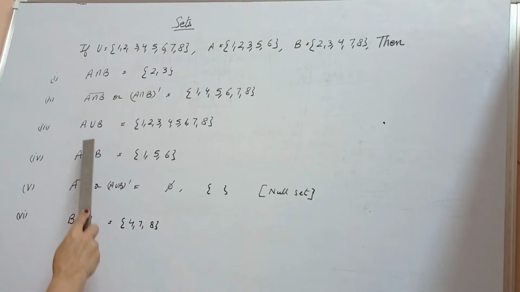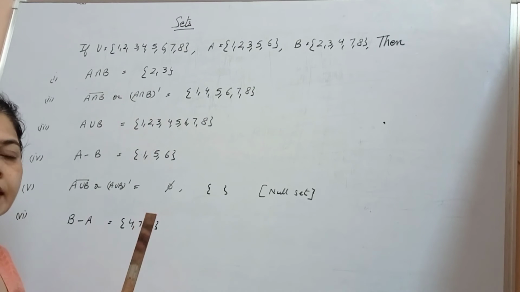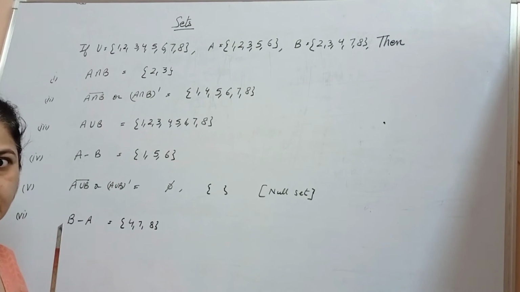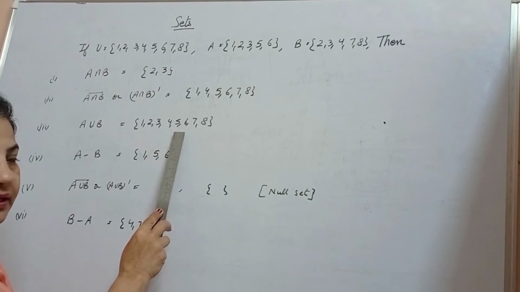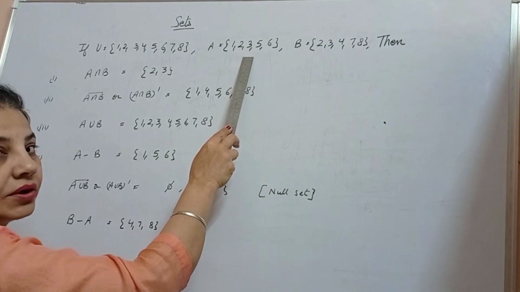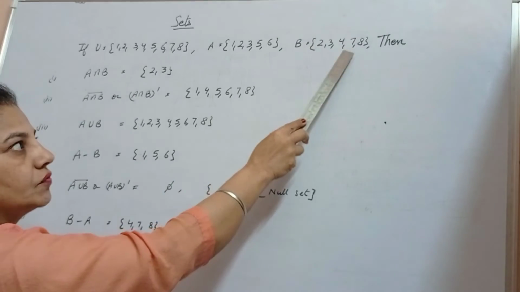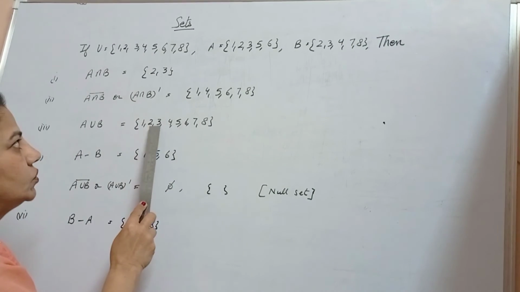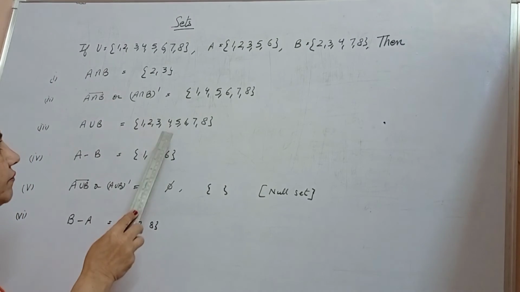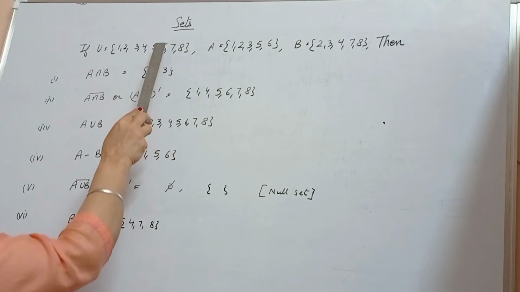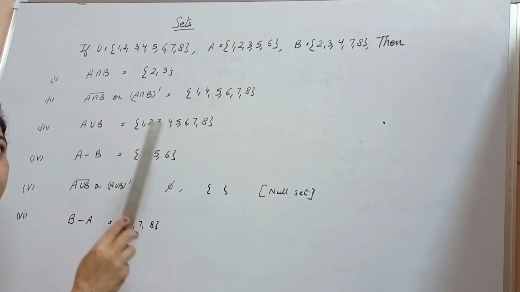A union B: the elements in A and B, and the common elements will not be repeated again. So we have 1, 2, 3, 5, 6 of set A, and 2, 3 are already written from set A, so we won't write them again. So we write 4, 7, 8. So we have 1, 2, 3, 4, 5, 6, 7, 8. And if we compare this set with the universal set, A union B is equal to the universal set in this particular case.